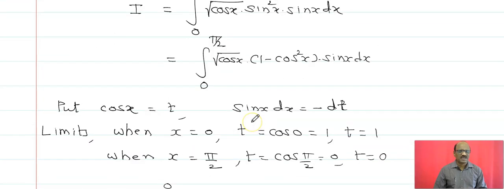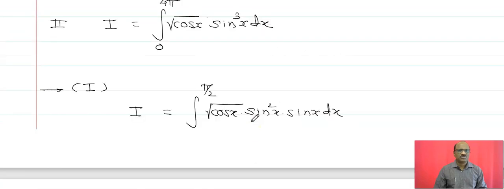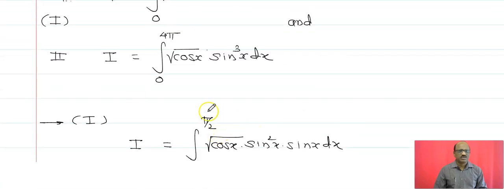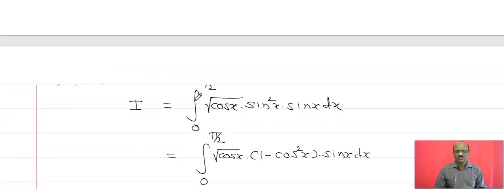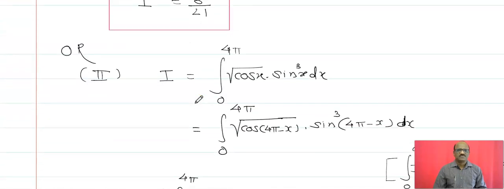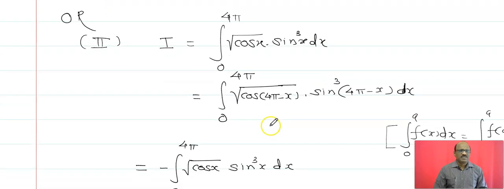In this case, I had taken the limits 0 to pi by 2. In the second way, I solved by using the limits 0 to 4 pi. You can take 2 pi also. Now see the second part, 0 to 4 pi, root of cos x into sine cube x dx. Now again we will apply a property.